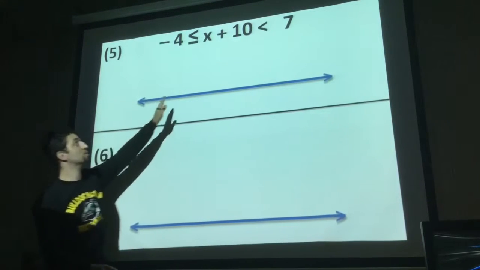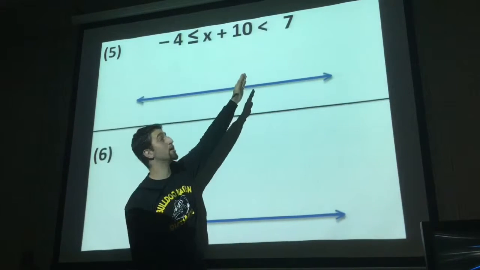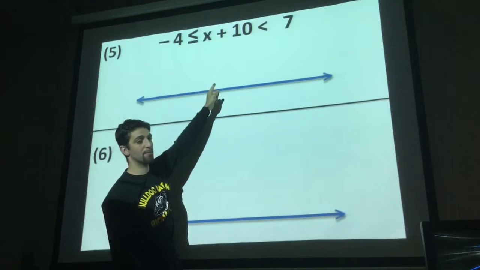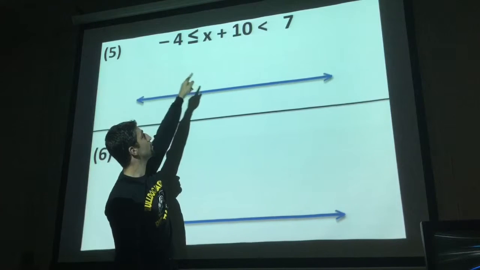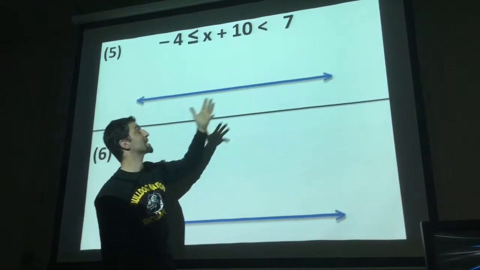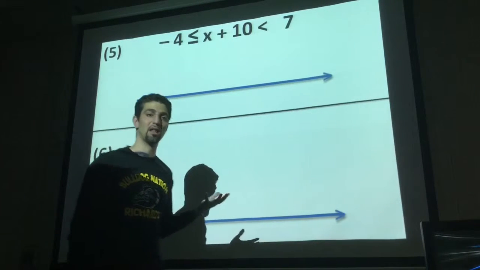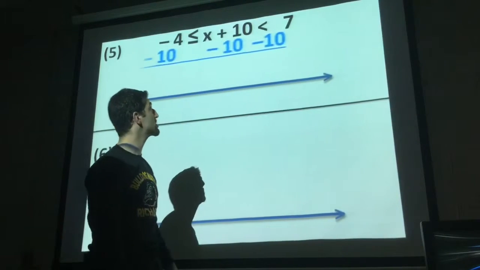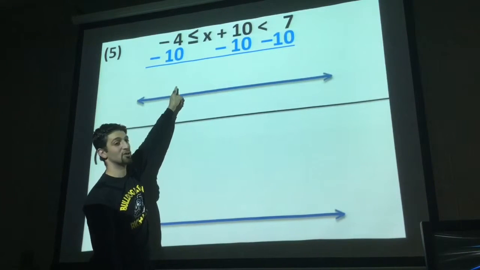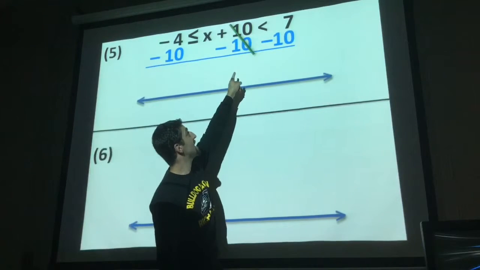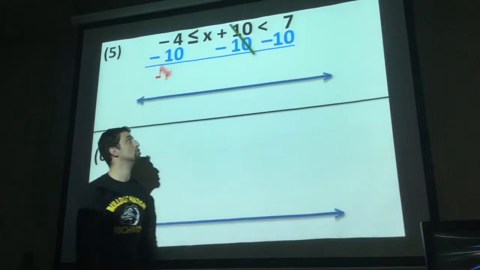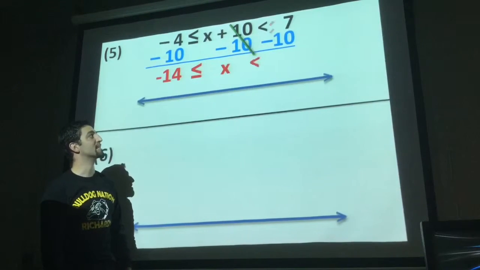All right, guys, so for this one, again, we have 3 spots right here. What we need to do is get the x by itself in the middle. If that wasn't there, you would just look at that one step and subtract 10 from both sides. But since this is an AND compound inequality, there are 3 spaces there. So you're going to subtract 10 from all 3 spaces. -4 and -10 are going to get you -14. These 10s cancel out, bringing you just the x. Over here, 7 minus 10 is going to get you -3.